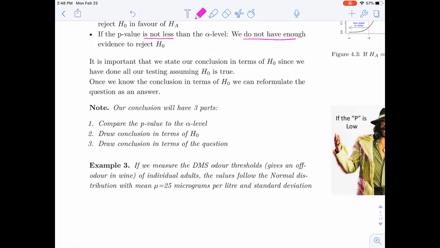Okay? First thing you're going to do is compare, how does the p-value compare to the alpha level? Basically, is the p-value less than the alpha level, or is it more than the alpha level, right? Or is it not less than the alpha level? Then, what does that mean in terms of the null hypothesis? Do you have enough evidence to reject H0, or do you not have enough evidence to reject H0? And then, what does that mean in terms of the question? Okay.